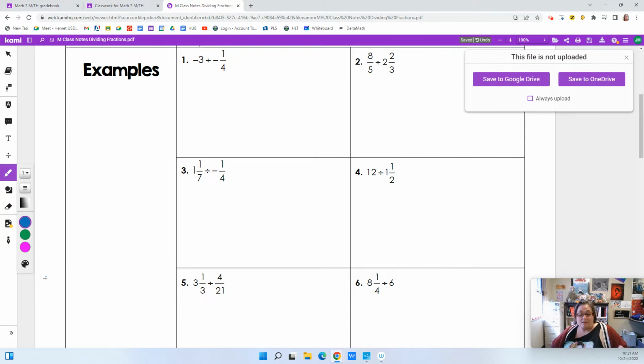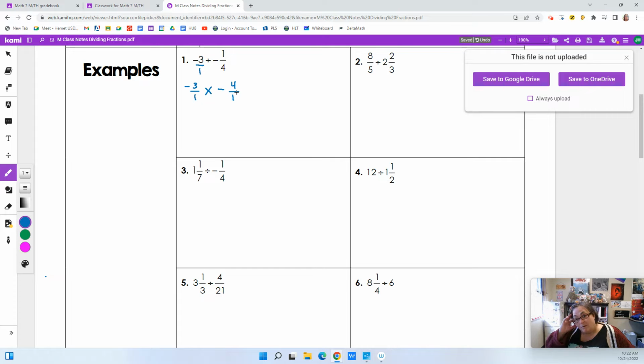All right. So let's look at number 1. Number 1, we've got -3 divided by -1/4. Well, -3 is the same as saying -3 over 1, right? You can write any whole number as a fraction just by putting it over 1. So we're going to rewrite this. We're going to go -3 over 1 times. We're changing our division to a times, but that means we need to flip this fraction over, and that becomes 4 over 1. The negative stays the same, right? We had a -1/4. We don't change that.